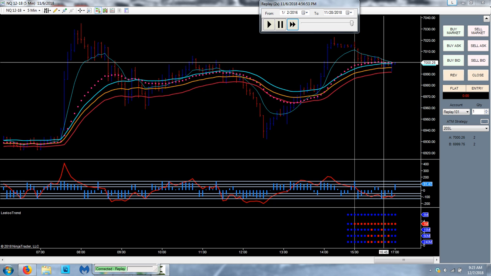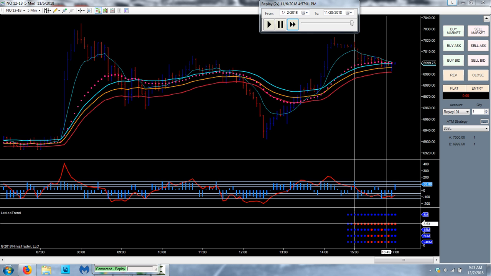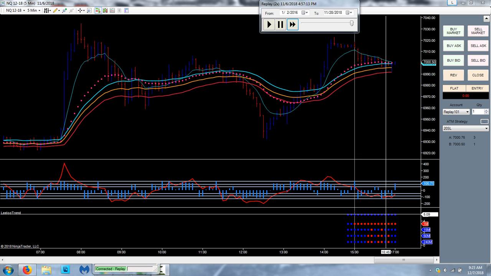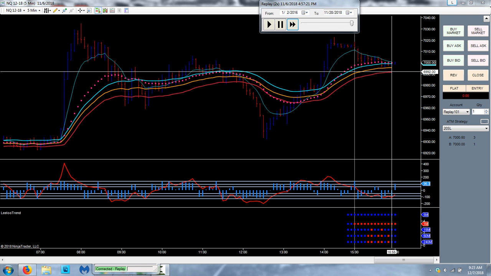So that saved us a few ticks, right? And the 1 minute Leeloo trend was in a short trend, showing short trending, not buying and going long. So we saved ourselves some ticks. We did not take it. But yes, the 34 EMA is still holding price action, so we are still looking for longs.